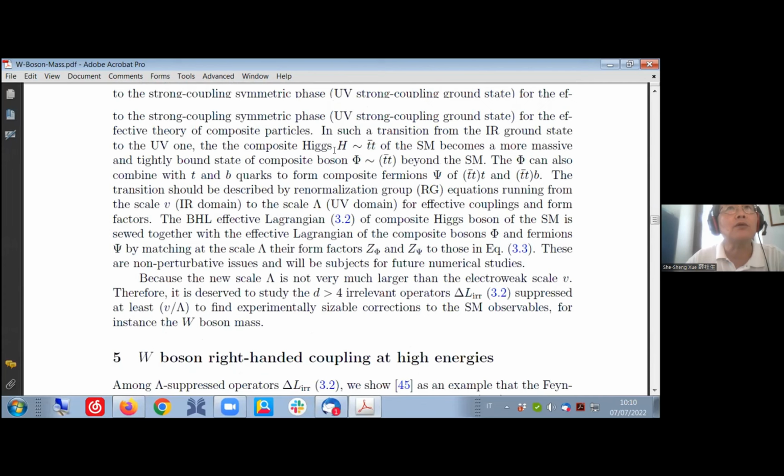The composite particle, why is it at 5 TeV? Because at 5 TeV they open another world with this energy scale where the particle spectrum is changed. It's still the standard model elementary particles, but they form together as composite particles, both boson and fermion. It's like, to give you an example, QCD.